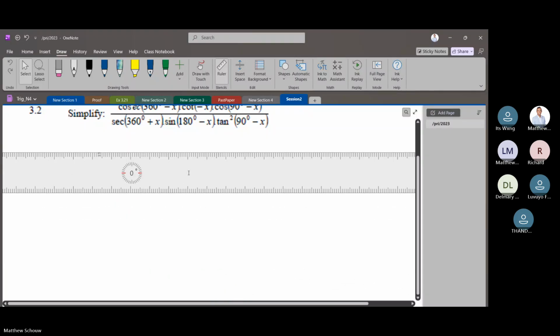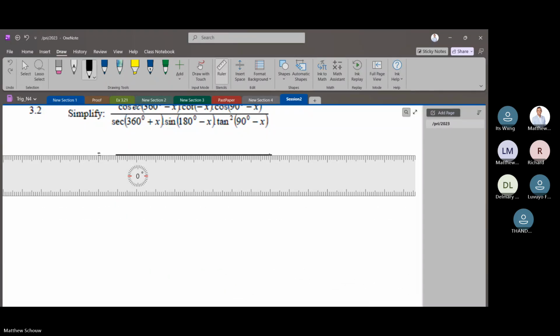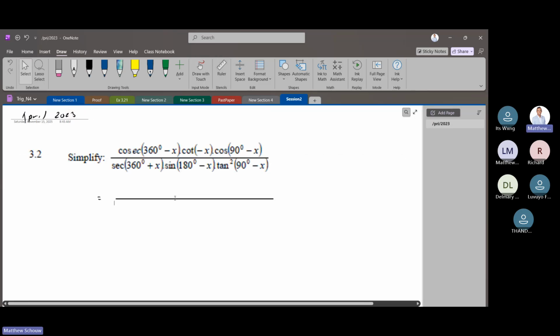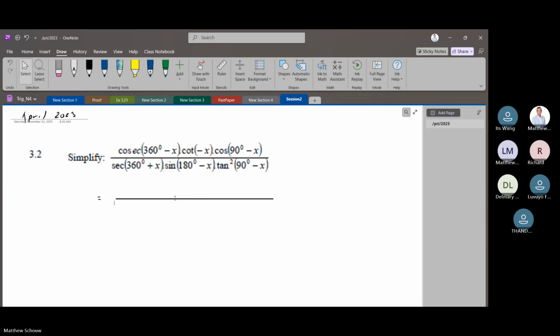All right, so let's look at our numerator. So cosec 360 minus x, will that be a positive or negative cosec? Fourth quadrant. And cosec is linked to sine, I believe, right? Is it positive or negative? It's negative, sir. Yeah. So we have negative cosec.